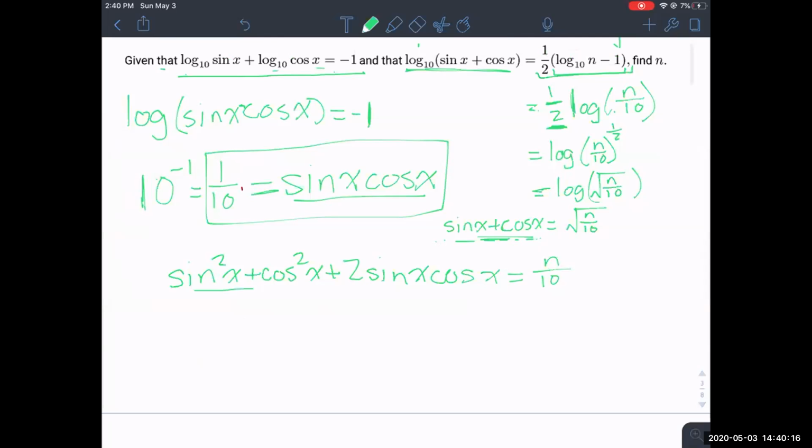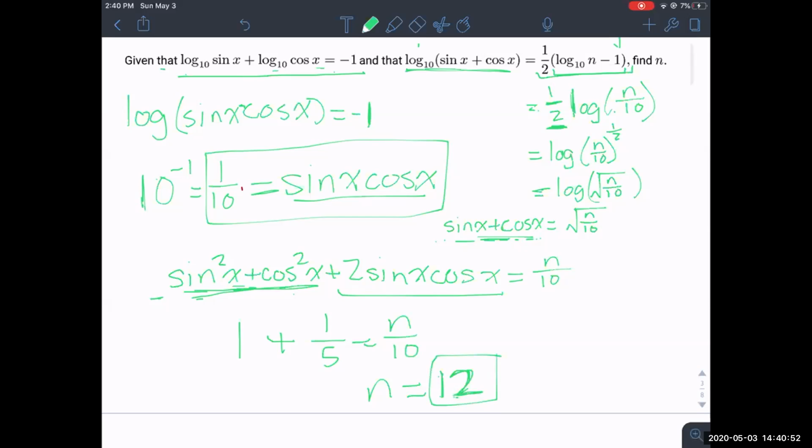We know what this thing is because of that really handy identity that we have. That's just equal to 1. And this part, we know what it is because of what we just derived here. It's 1 over 10, and then there's also an extra 2. So it's 2 times 1 over 10, so that's 1/5, is equal to n over 10. So n over 10 is equal to 6 over 5. That means n is equal to 12. Pretend that's a lot neater than it is.